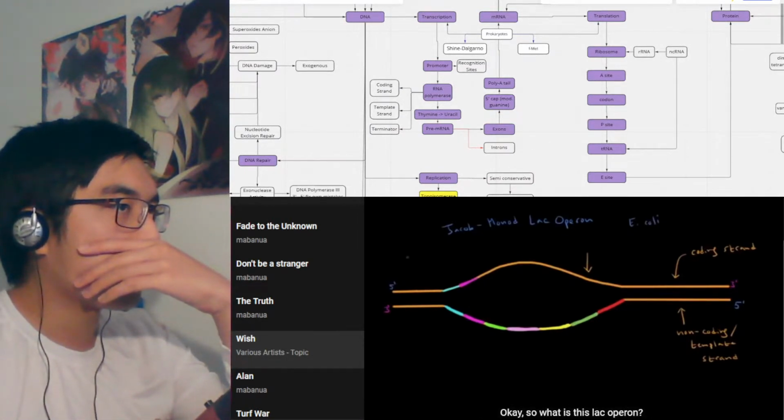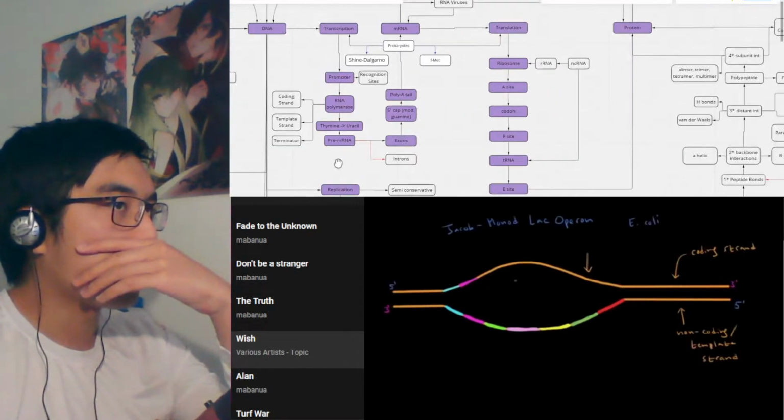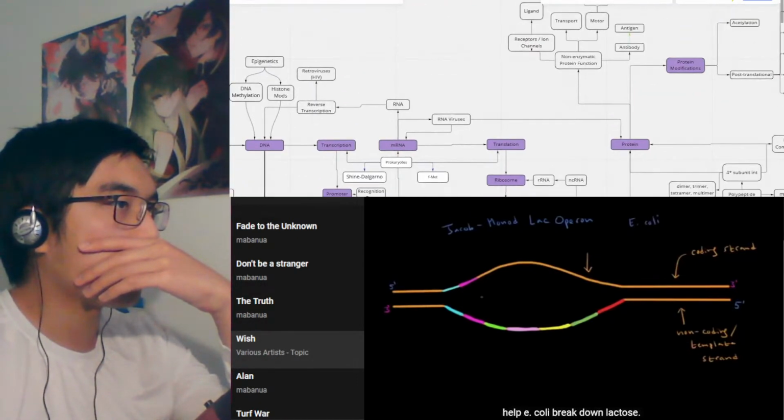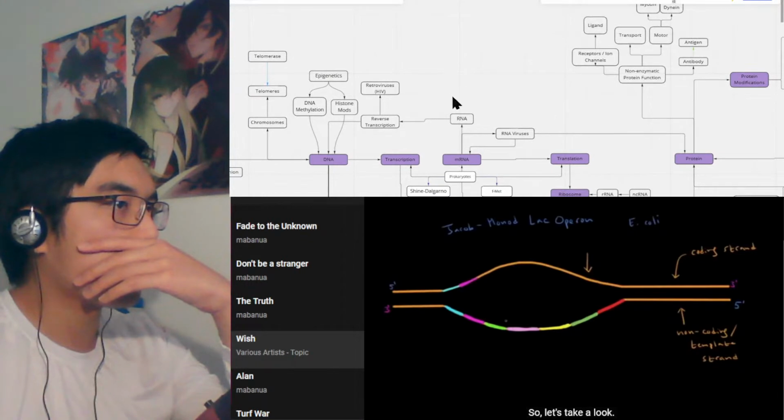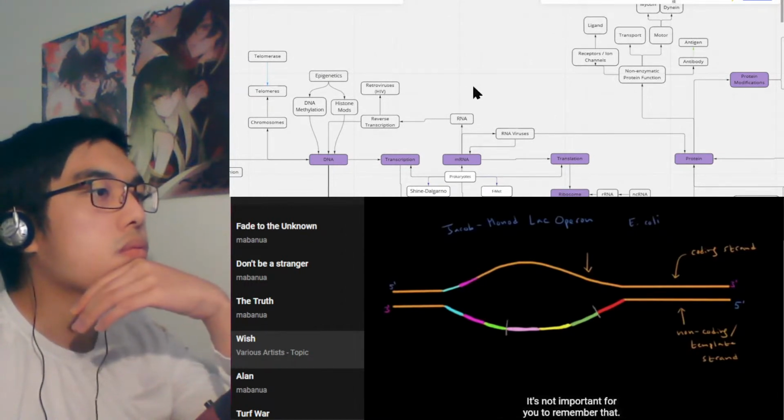Okay, so what is this lac operon? So before we talk about the details, the lac operon has a couple of genes that will make enzymes that help E. coli break down lactose. So let's take a look. So over here we have these three genes. They're called structural genes. It's not important for you to remember that.